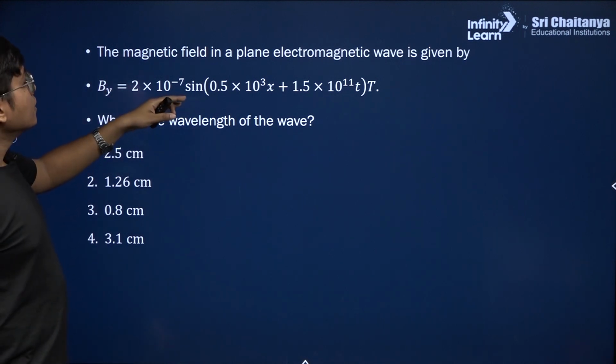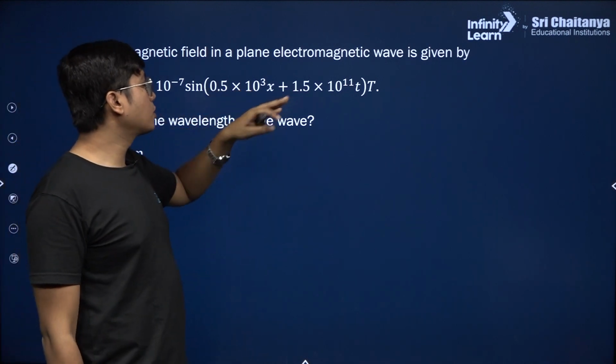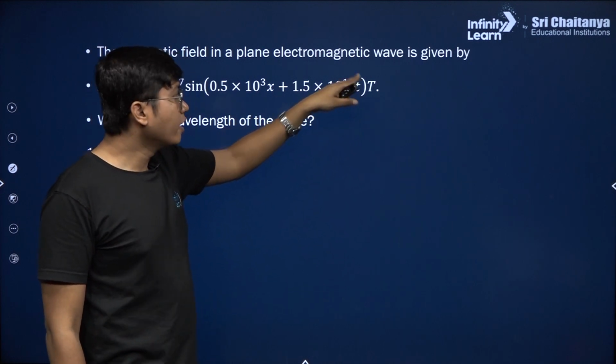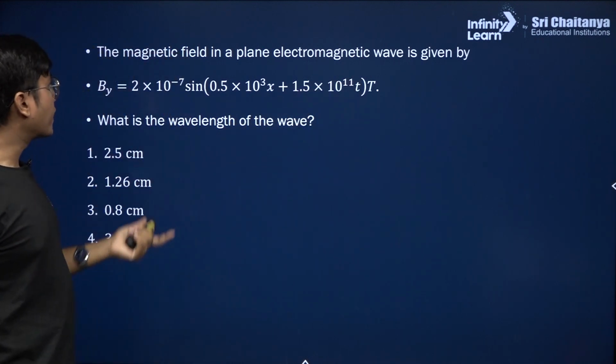Next, the magnetic field in a plane electromagnetic wave is given by By is 2 into 10 to the power minus 7, sine of 0.5 into 10 to the power 3 x plus 1.5 into 10 to the power 11 t Tesla. The question asks us to find the wavelength of the wave.